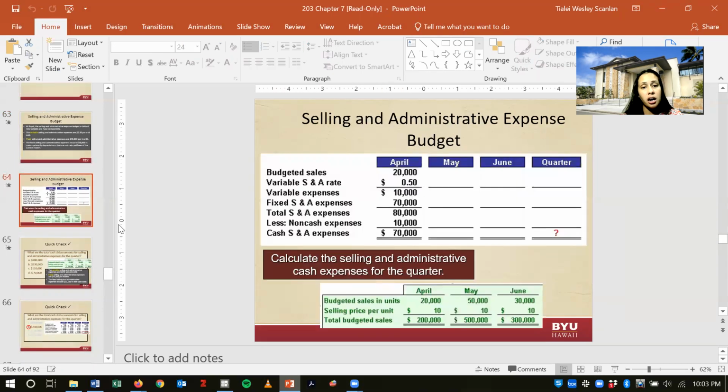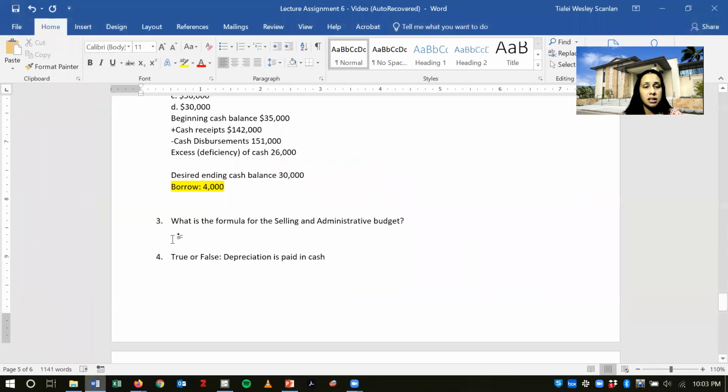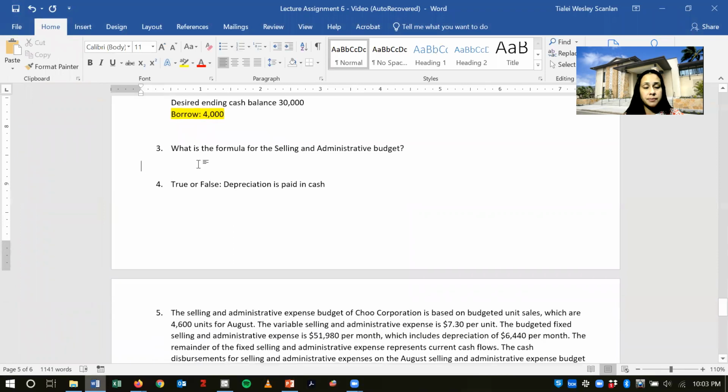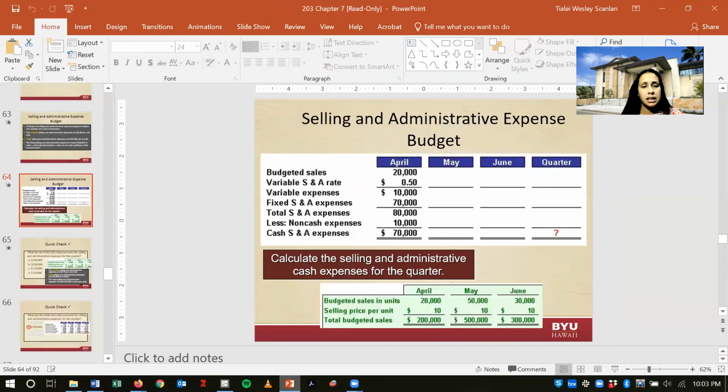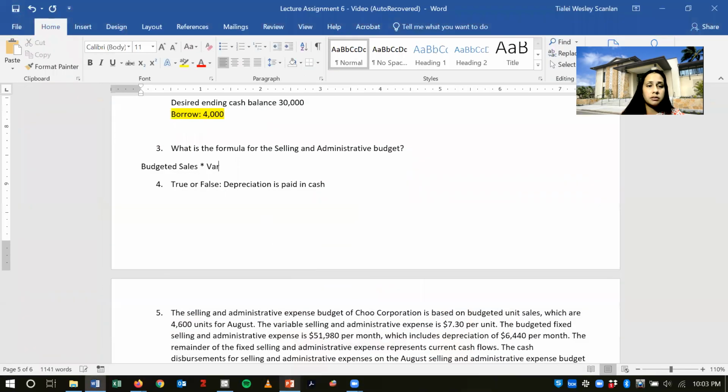So non-cash there. Our budget would look like this: budgeted sales, and we'll multiply by the variable selling and administrative rate to get variable expenses. Let's start with our budgeted sales, multiplied by the variable selling and administrative rate, which equals variable expenses.